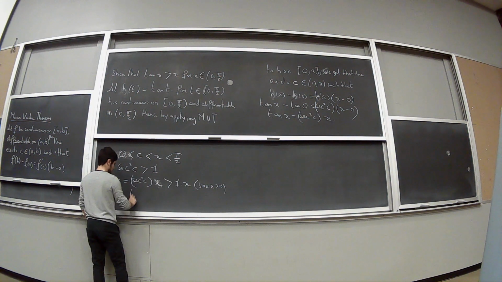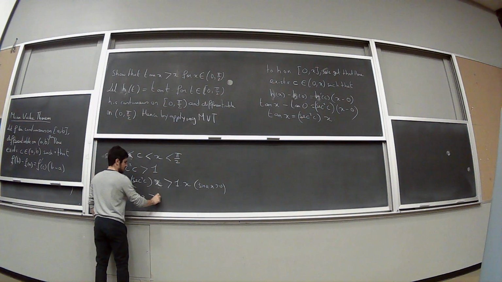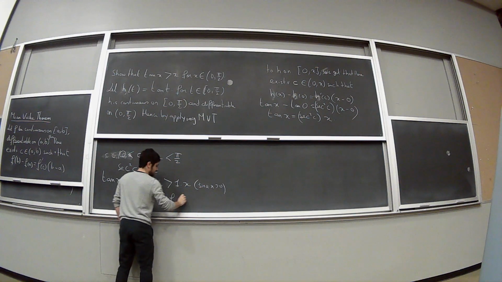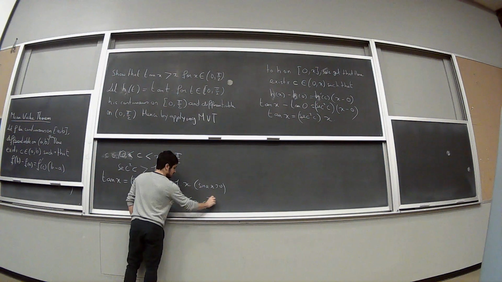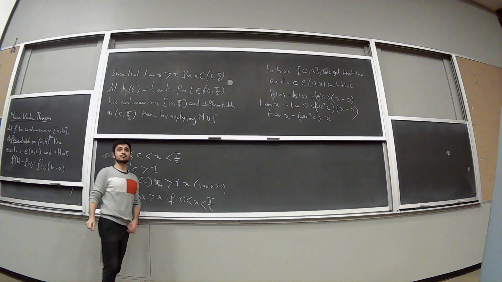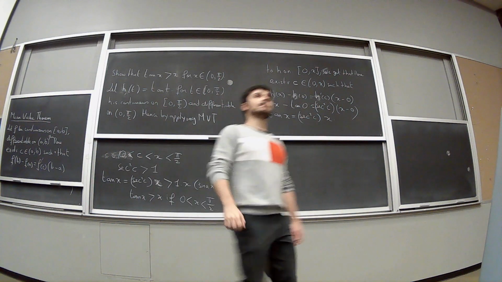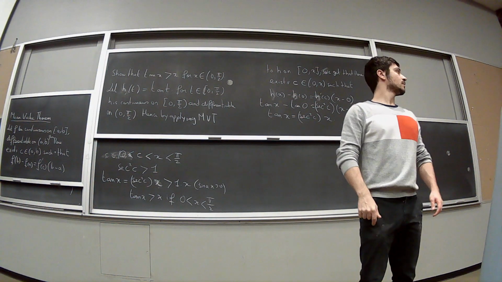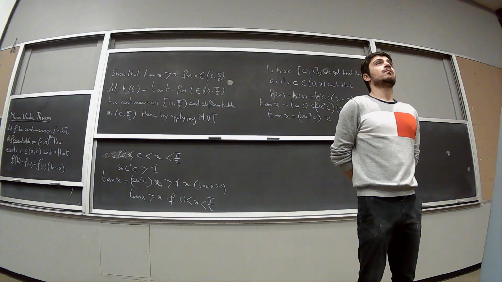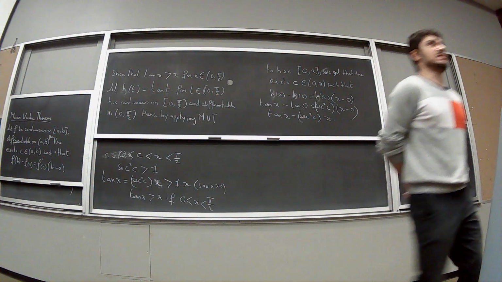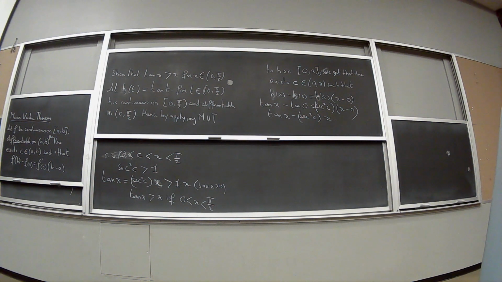So tan x is strictly bigger than x if x is in (0, pi over 2). Okay? Are we good here? Is that clear? Are we good? Yeah? Yes or no?